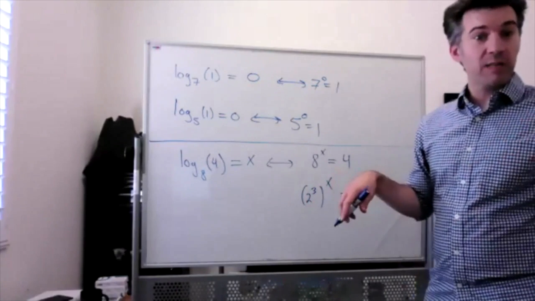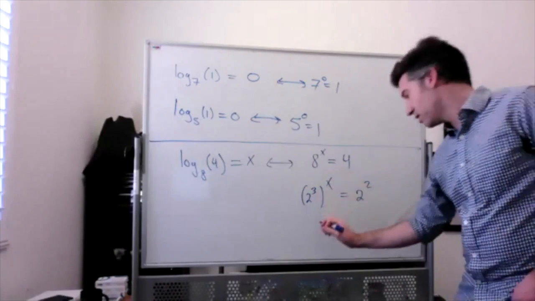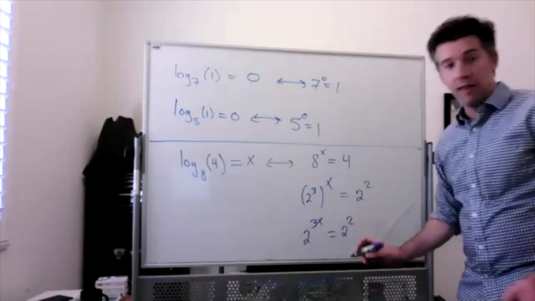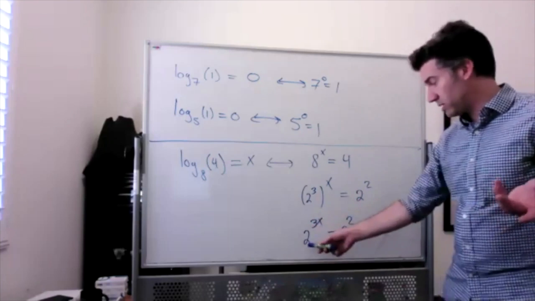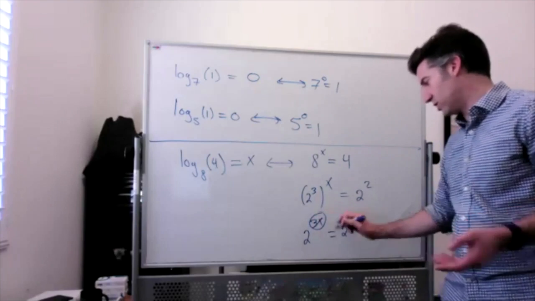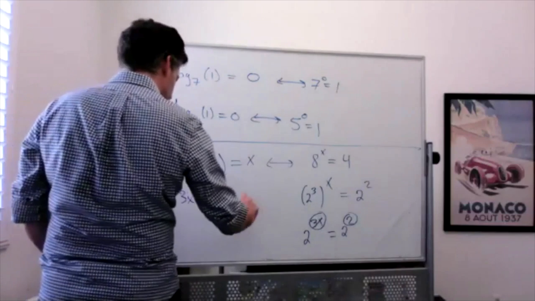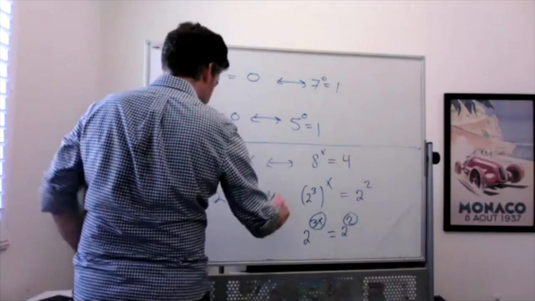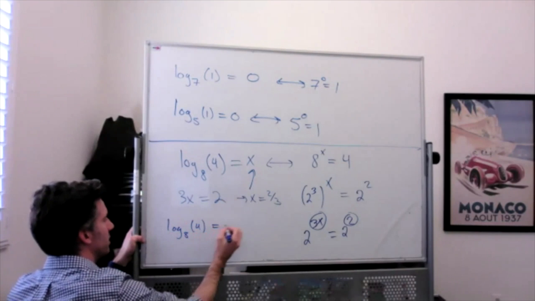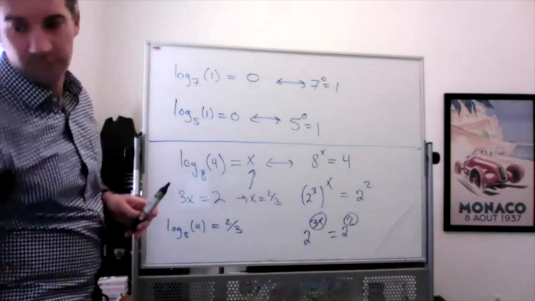And then I can use one of my exponent rules to say that 2 to the third to the x, I'm going to multiply those powers. So this is 2 to the 3x equals 2 squared. And then once again, we see that if two expressions have the same base, for them to be equal, the powers have to be equal to each other. So we have that 3x is equal to 2, which means x is equal to 2/3. So log base 8 of 4 is equal to 2/3. All right.